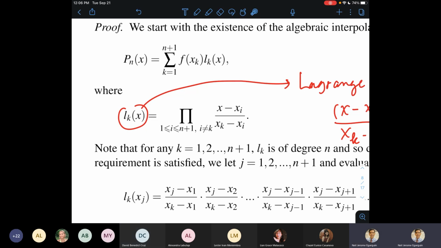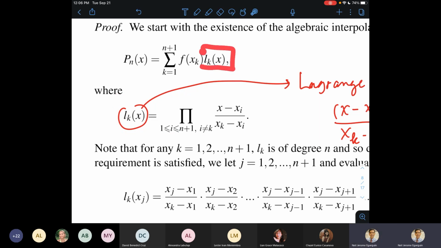Makita nyo, lahat ay pinag-multiply ko. Bawat isang xi, magkakaroon siya ng isang ganitong factor. Kasi papag-multiply ko silang lahat. Pero provided that i is not equal to k. So for every k, LK will have n factors. Alright? So ibig sabihin, ito ay degree n.